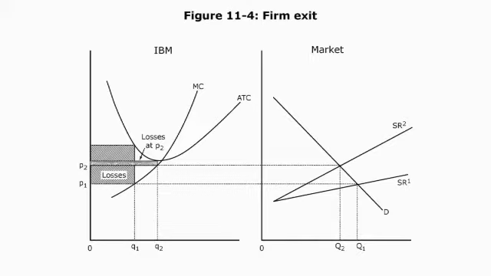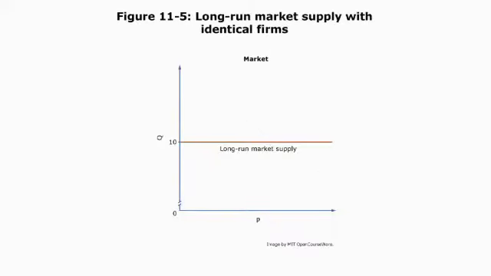And what you'll see is the market will shrink from big Q1 to big Q2. The remaining market participants will increase from little q1 to little q2. Okay? And profits go to zero, with price going to the minimum average cost. So through both entry and exit, we get this condition that's illustrated in figure 11.5.